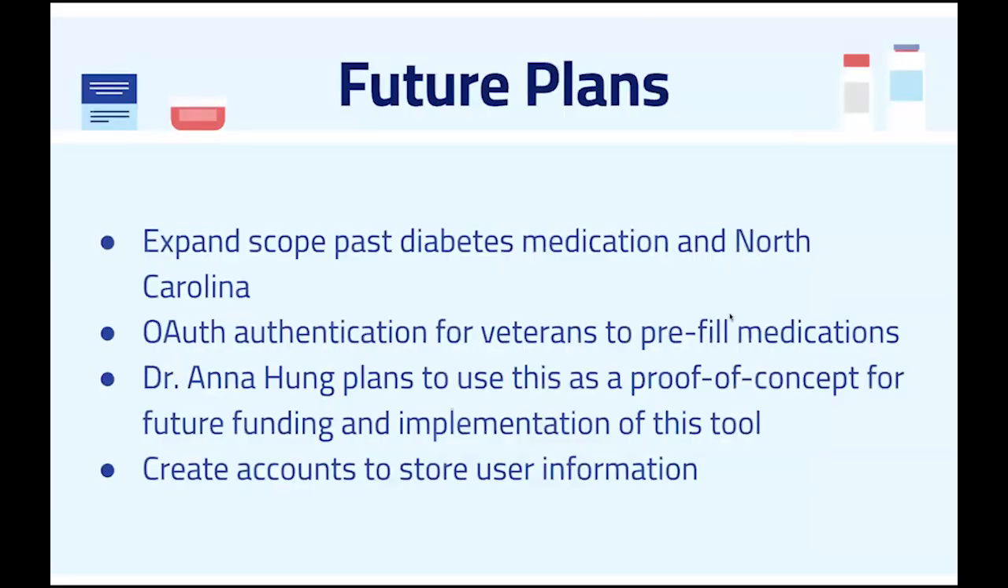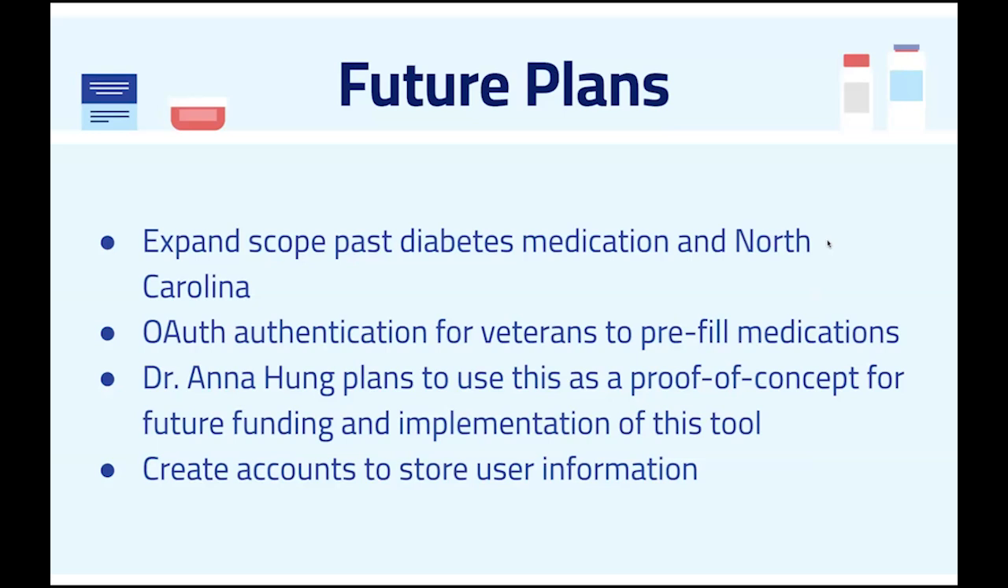So our future plans, basically right now, our website is currently limited to just diabetes medication and only 6 specific majorly used ones and North Carolina. We plan to, if possible, expand the scope past diabetes medications because veterans with diabetes also may need medications for different ailments. And we also want to expand past North Carolina.